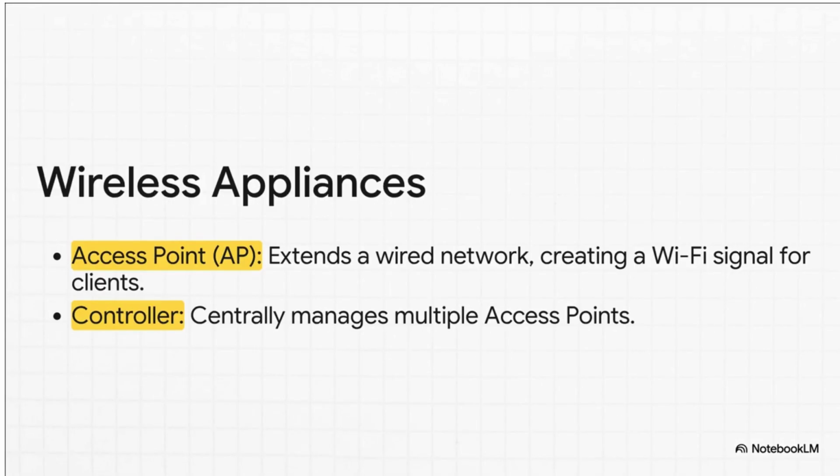So we have all this data sitting on our network, but how do we get to it without being tied down by a cable? That, of course, is where wireless comes in. The access point, or AP, is the device that actually creates the Wi-Fi signal. And in a big building with tons of APs, our wireless controller acts like the central command center, managing all of them from one single spot.